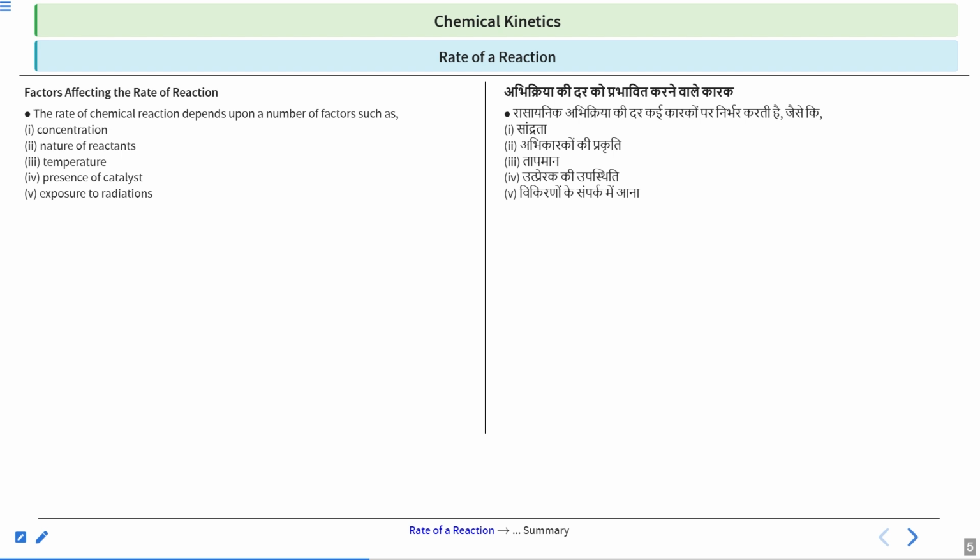Next is exposure to radiations. What is exposure to radiations? Radiations can be of either type. You can introduce some artificial light, UV or something like that, or you can use sunlight. Both of these can change the rate of reaction. There are many examples of photochemical reactions that get altered with the help of radiation exposure. A simple example would be the dissociation of the Cl-Cl bond in the presence of light, which is used for the chlorination of simple alkanes. Clear?